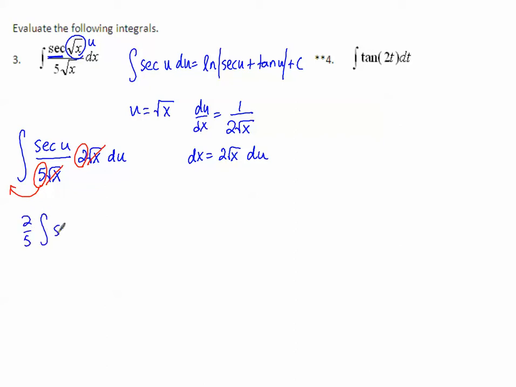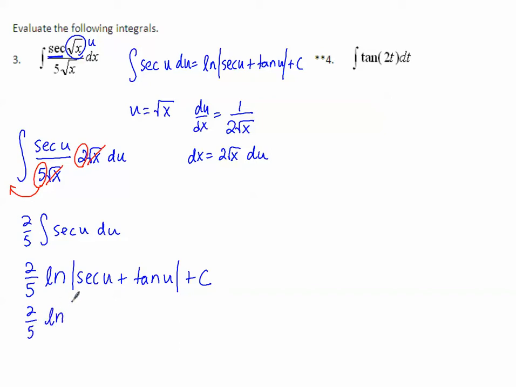2/5 integral of secant of u du, and I've already memorized the integral of secant of u du. So now I just put it in there. Natural log of the absolute value of secant of u plus the tangent of u plus c. Don't forget to substitute what u is. So natural log of the absolute value of secant of square root of x plus tangent of square root of x plus c. Yay.